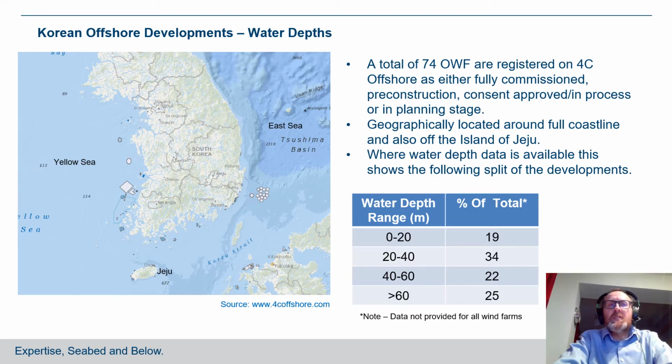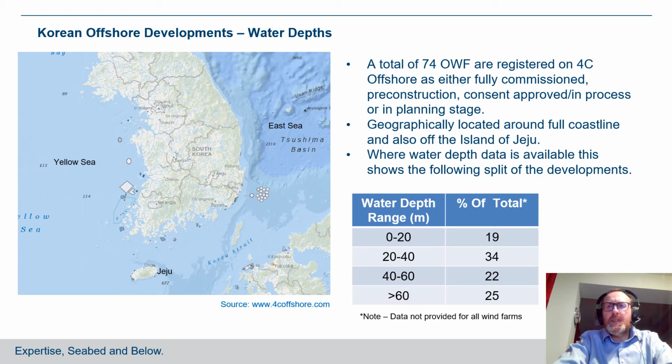So starting the main body of the presentation, looking at Korean offshore developments, we'll start by looking at water depths. I've taken this image from the 4C offshore website, and it shows the developments in the Korean area, which are either fully commissioned, in pre-construction, or consenting and planning stages. There's 74 registered offshore wind farms in that database, and as you can see, they are spread along the virtual full perimeter of the Korean coast, and also to the south around the island of Jeju.